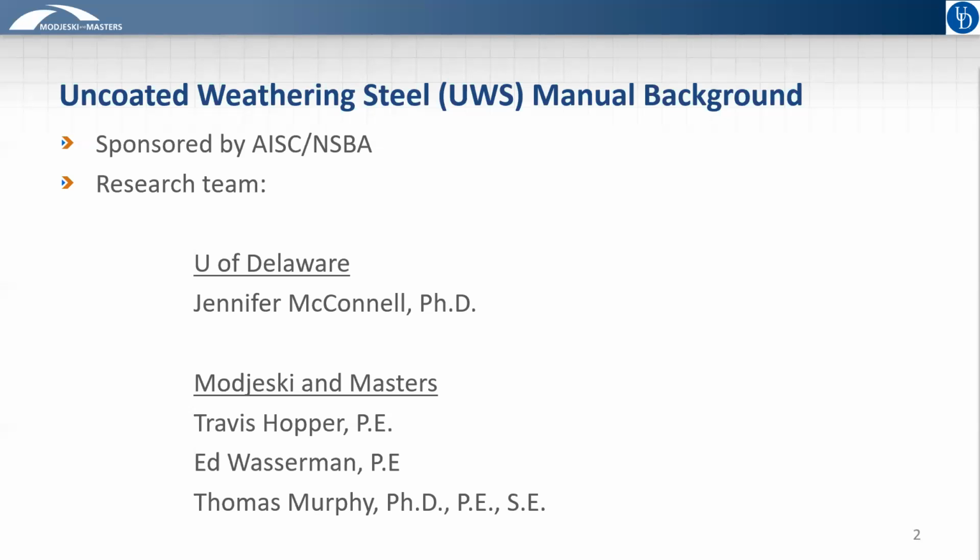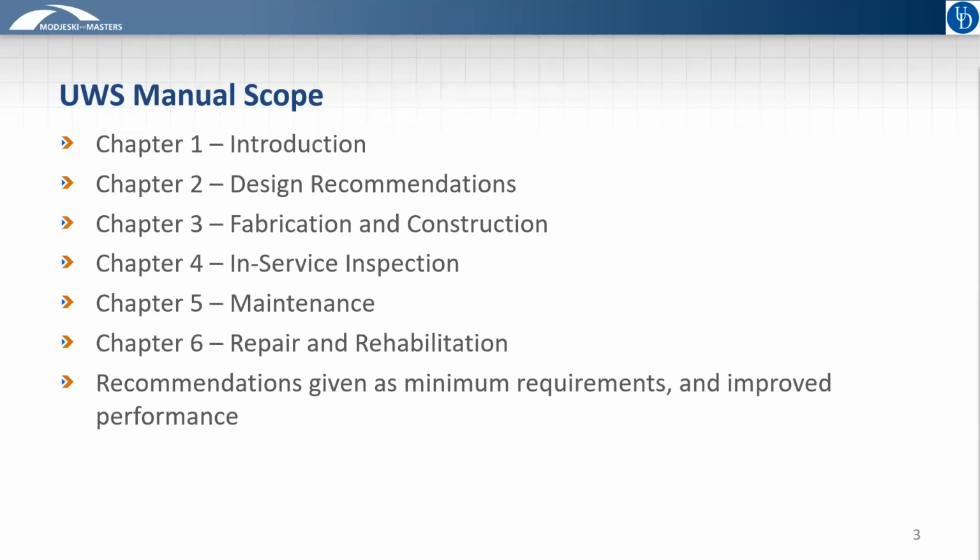We're basically going to be talking about this uncoated weathering steel manual that was recently developed and is forthcoming in the near future. So I'll start with some brief background on how this manual was developed. What we'll call the Uncoated Weathering Steel Manual for short, or UWS manual is an even shorter acronym. This was sponsored by the American Institute of Steel Construction and the National Steel Bridge Alliance, with the content being developed by myself and Travis Hopper, Ed Wasserman, and Tom Murphy from Majeski and Masters.